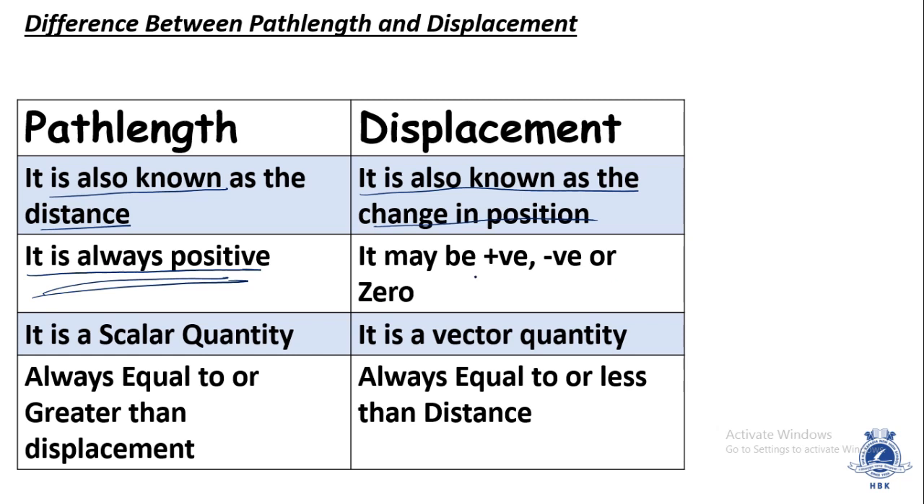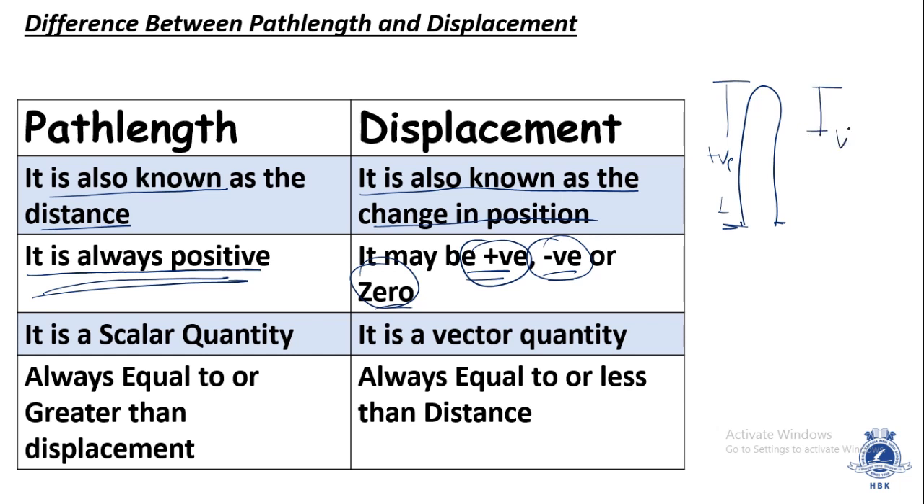Yes, the displacement may be positive, negative or zero. It can be positive, it can be negative, or it can be zero. If you are taking a U-turn, in that case, if this is positive, in the later case it will become negative. And finally it becomes zero, because initial position and final position become equal.